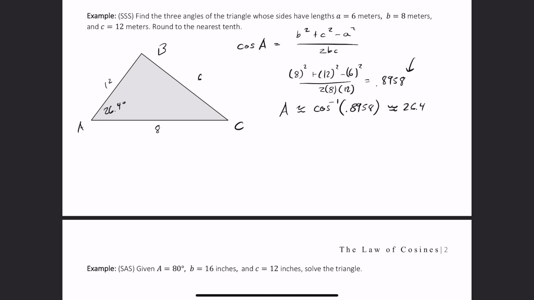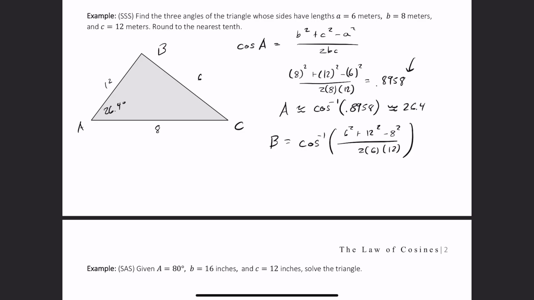Now we're going to look for angle B. We can just rewrite this as cosine inverse, because this is what we're going to type into our calculator: 6 squared plus 12 squared minus 8 squared. And remember, if you're typing this into your calculator, you do want to put the parentheses so you get the proper answer.